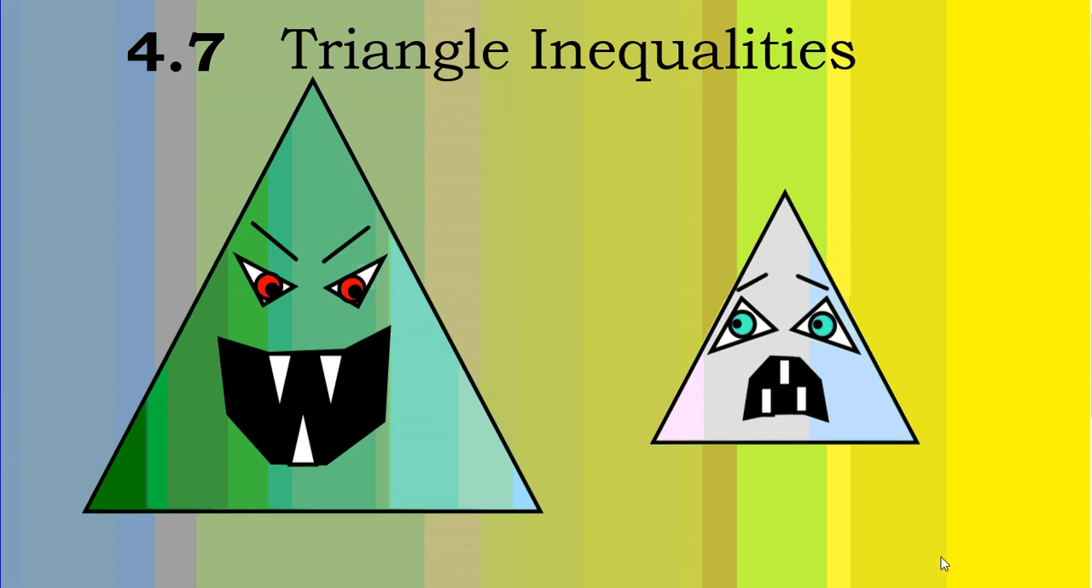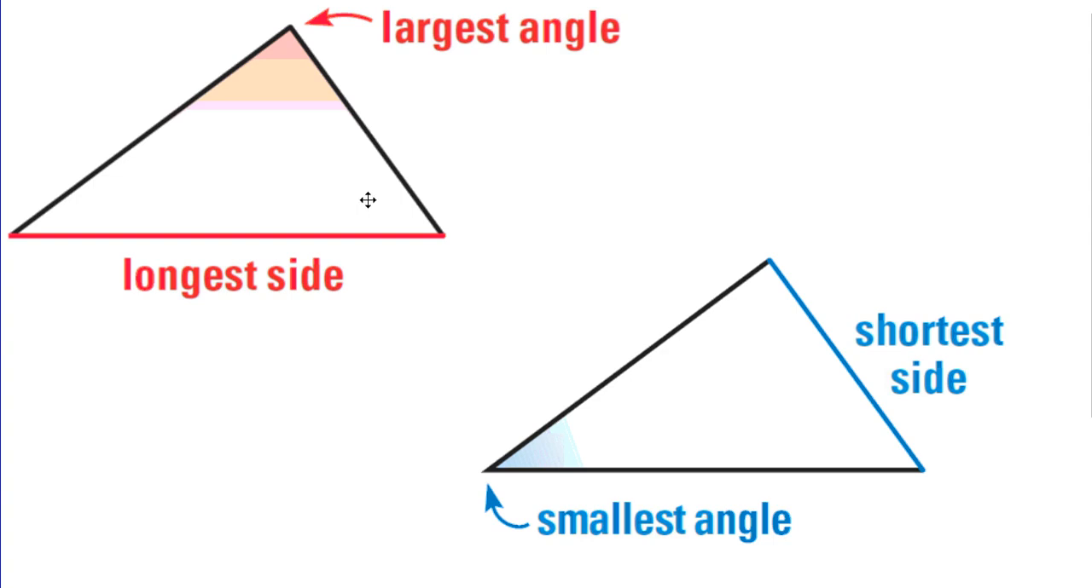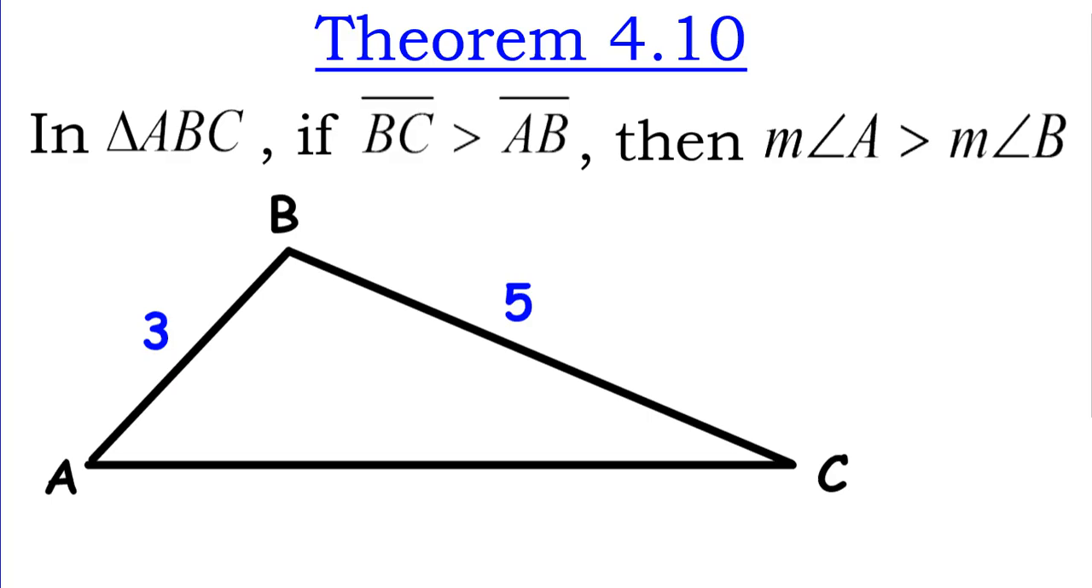So section 4.7 is triangle inequalities. Across from the largest angle in a triangle is the longest side, and across from the shortest angle in a triangle is the shortest side. And this is called the hinge theorem.